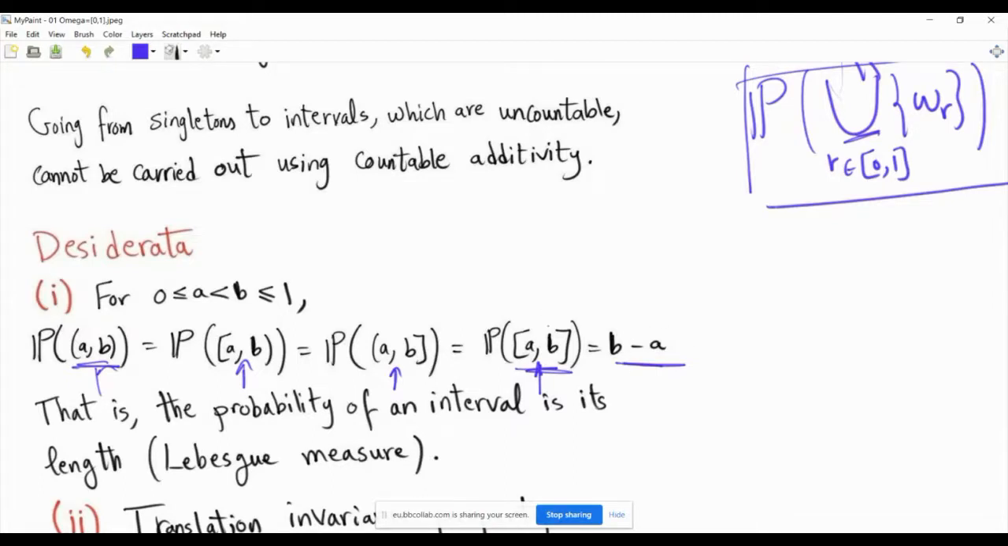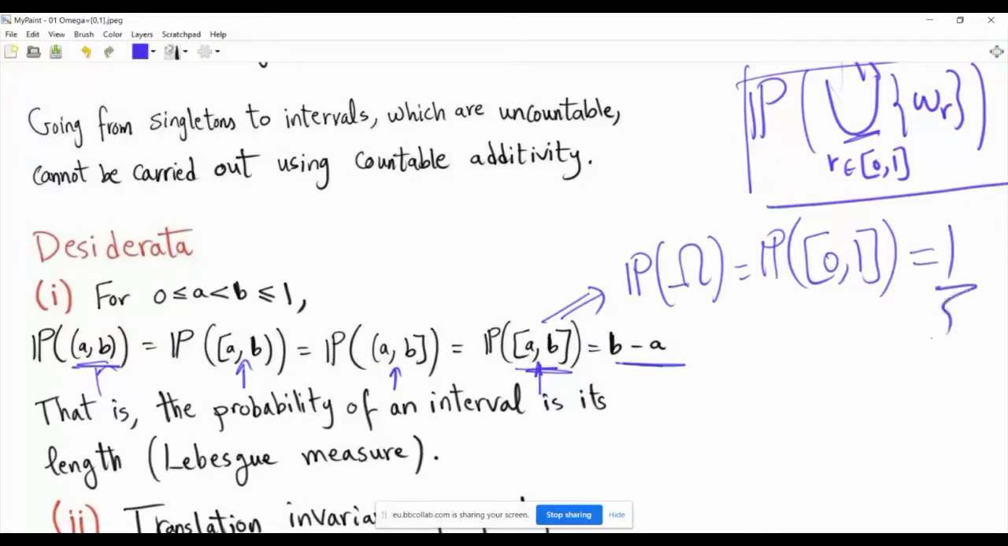And of course, this makes the probability of big omega, which in our case is the closed interval from 0 to 1, equal to 1, as we should do. So we will make this general. We will assign to each interval the length of the interval as its probability. And it won't matter whether we include the limit points of the interval. The reason for this is that the singletons get the probability 0.